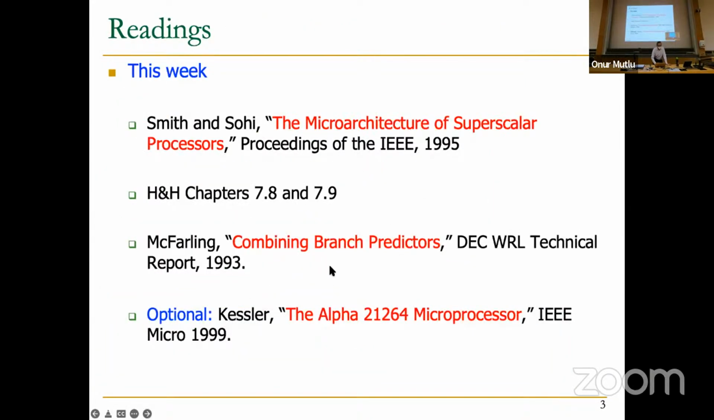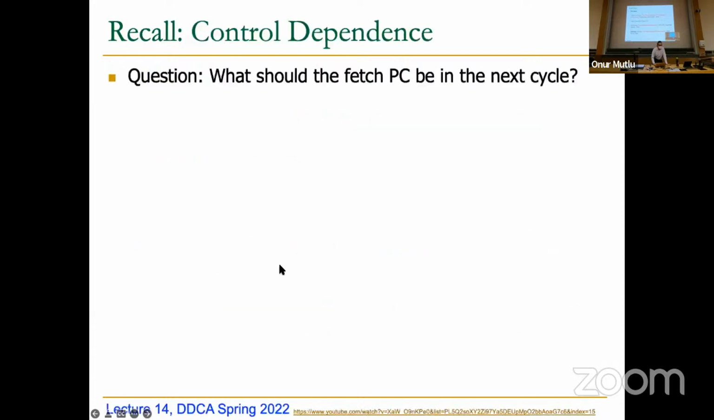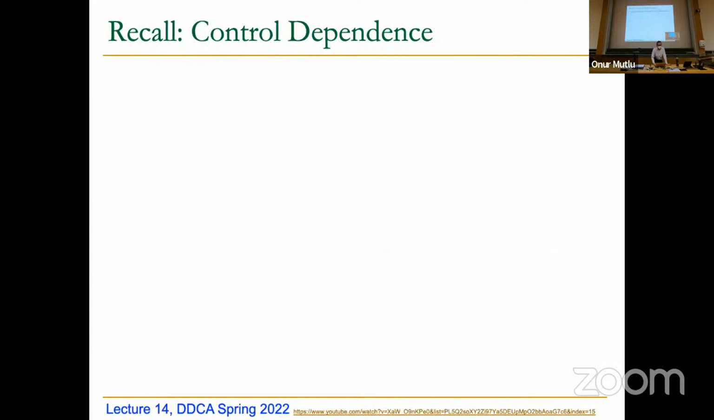As I said, McFarling's Combining Branch Predictors technical report is a very good reading that I would recommend. These are topics that are not covered by your books. So we're in that territory right now. Your books do not cover these topics much.